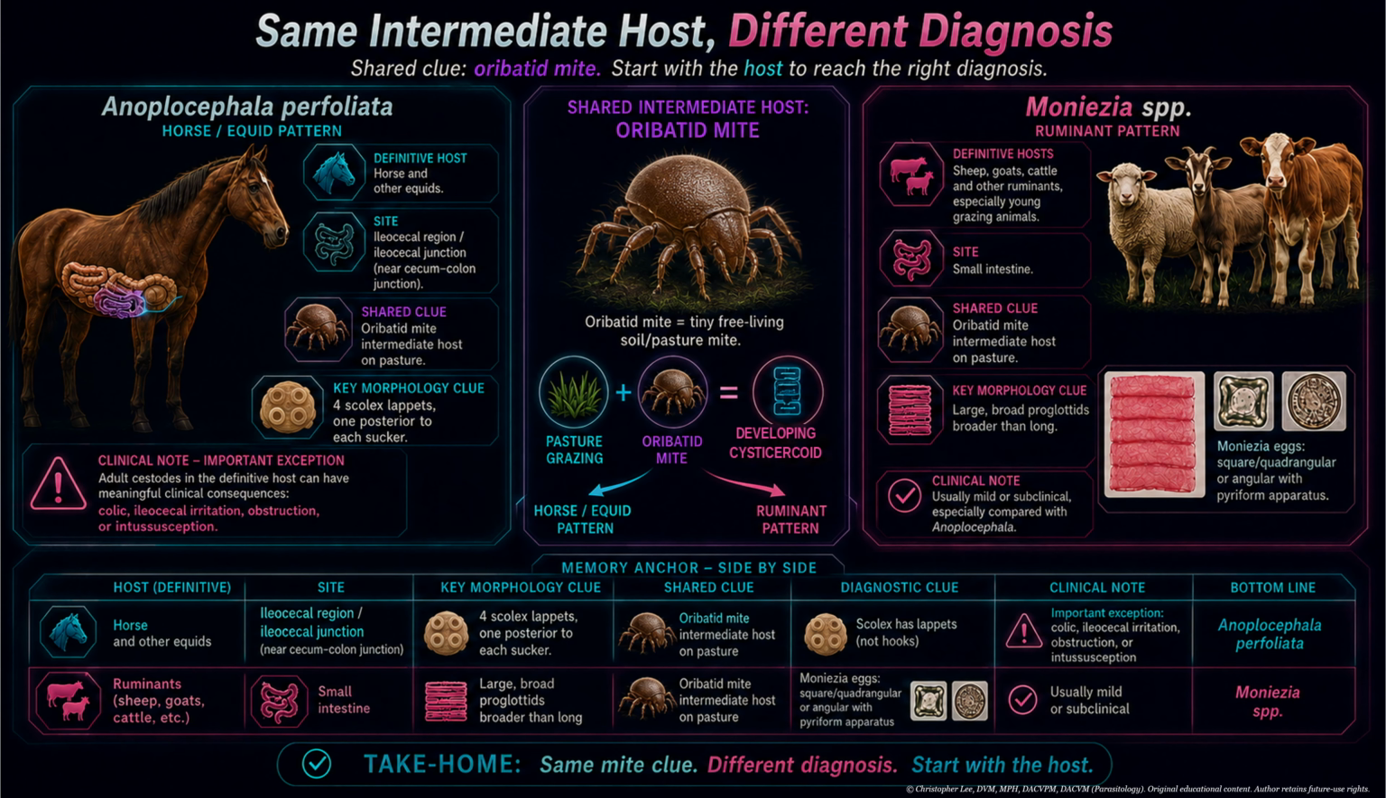This slide is here to prevent a very common trap. Anoplocephala and Moniezia both use oribatid mites, which are tiny free-living soil or pasture mites. So yes, the intermediate host clue is shared, but the mite alone is not the diagnosis. If the host is a horse, the pattern supports Anoplocephala perfoliata. If the host is a ruminant, it supports Moniezia. The shared clue is the mite, the deciding clue is the host. In other words, don't let the mite hijack the diagnosis. It is an important supporting actor, but not the star of the episode.